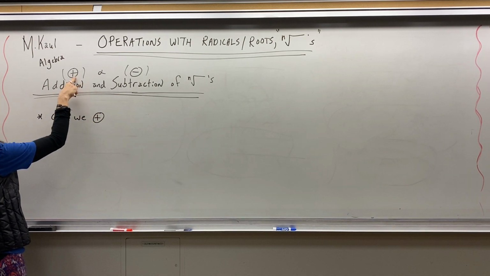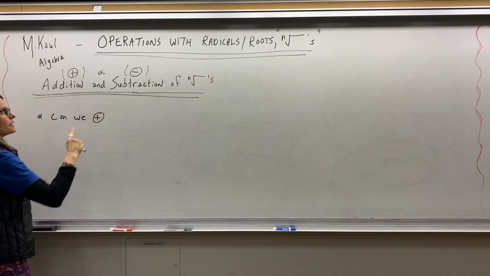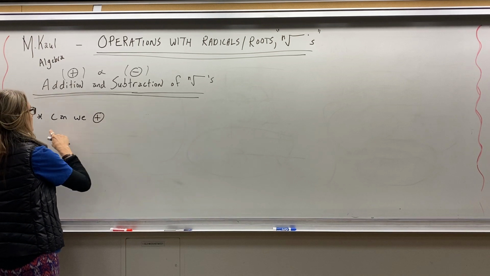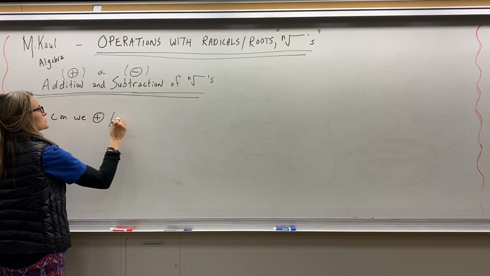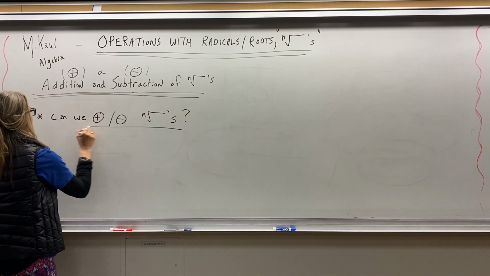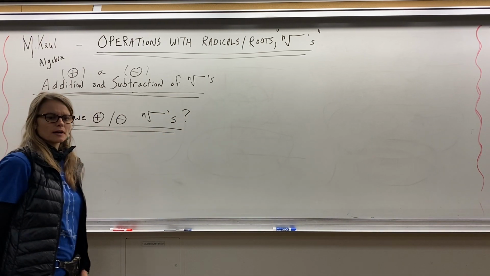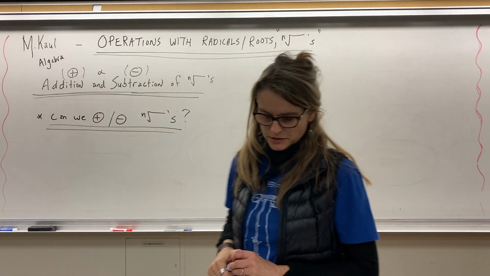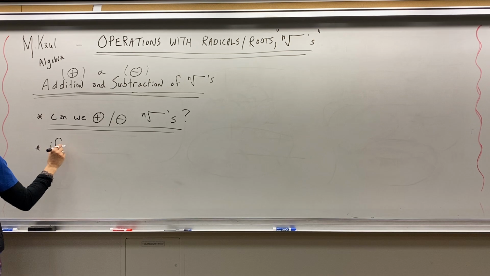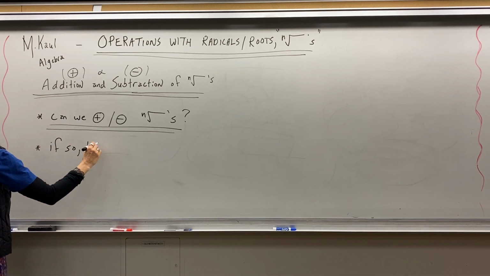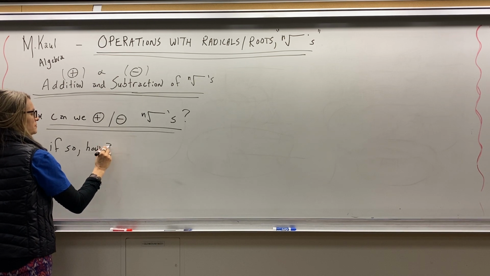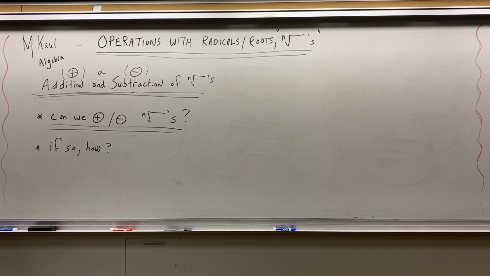So my addition symbol I'm going to use is just a plus sign, and instead of writing subtraction, I'm going to go ahead and use the minus sign. Can we add, subtract roots? And if so, how do we do that? And then which properties do we use?